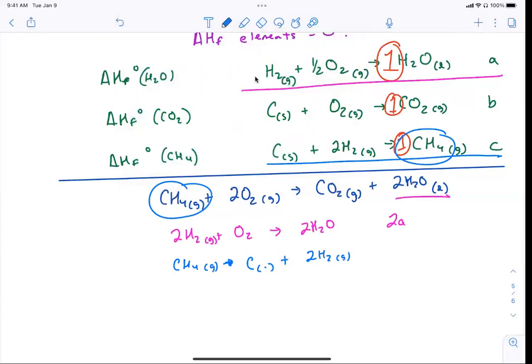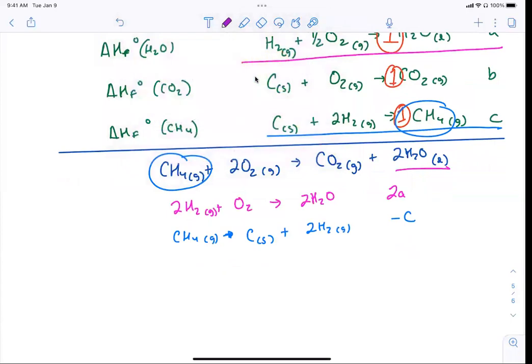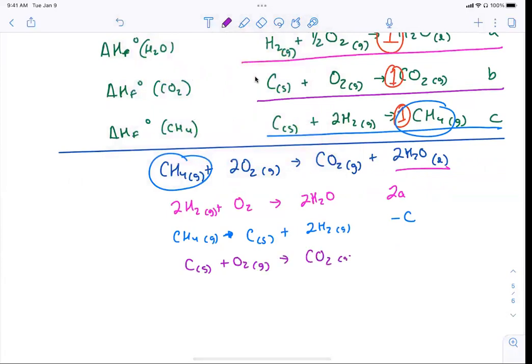And what would our value of delta H be? Negative C. Then B stays the same. B is just C solid plus O2 gas yields CO2 gas, which is just B. The O2s add up. The C's cancel out, and the H2s cancel out. You don't need to show that, you can just add it up, but I was showing it in case people were trying to visualize how it all cancels out.